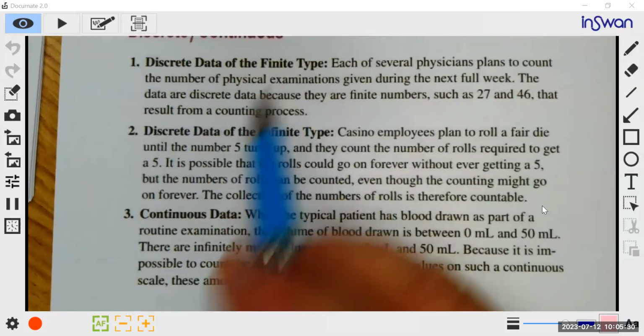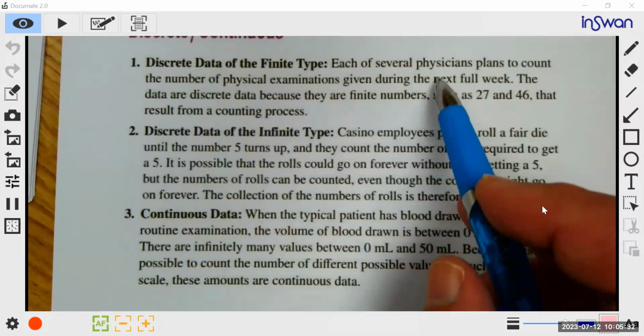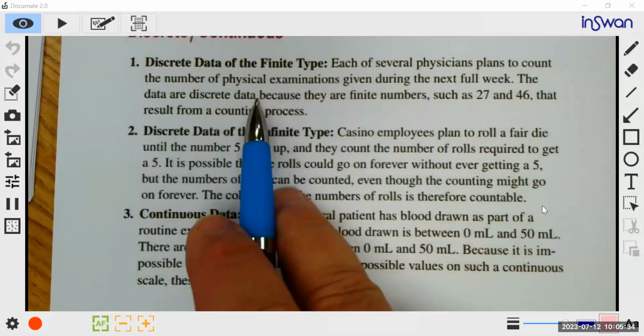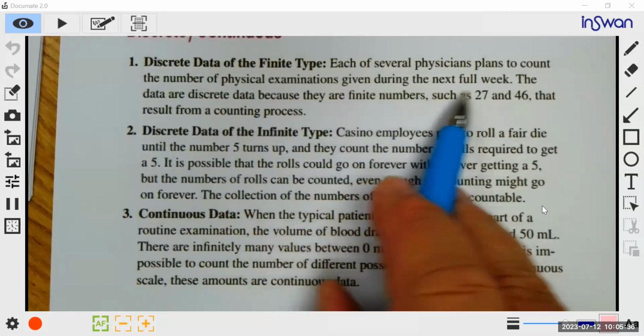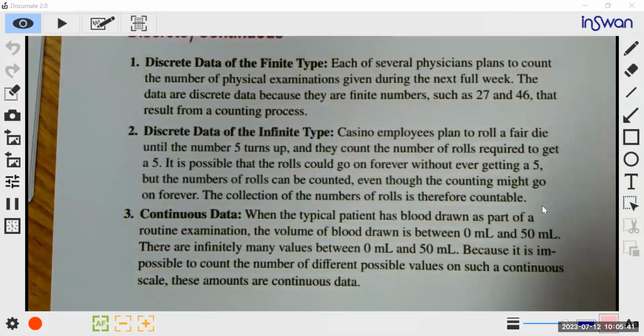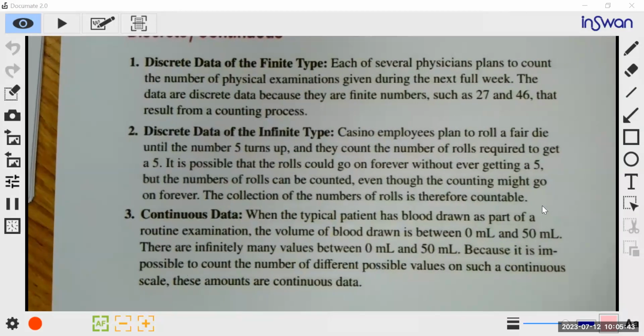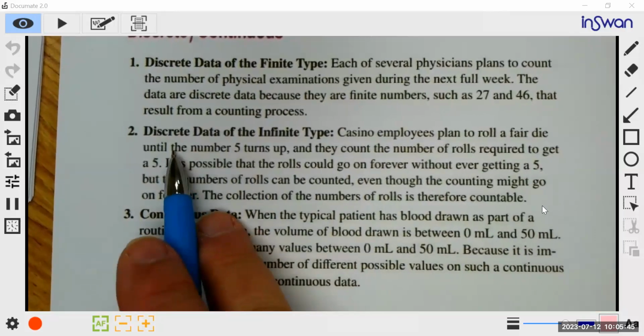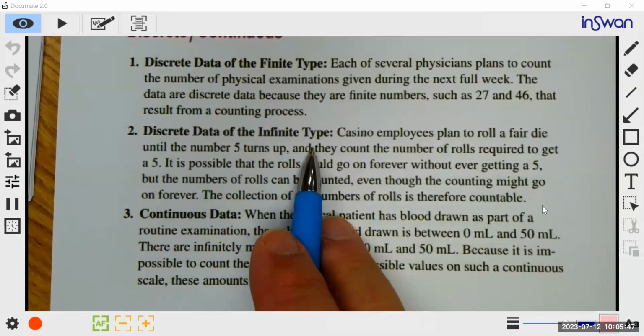Discrete data of the finite type. Each of several physicians plans to count the number of physical examinations given during the next full week. The data are discrete data because they are finite numbers, such as 2746. They're countable.